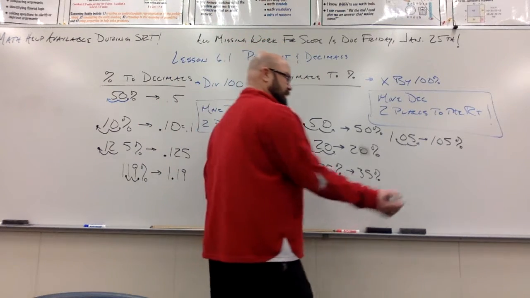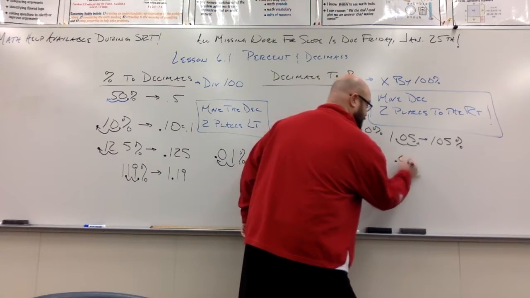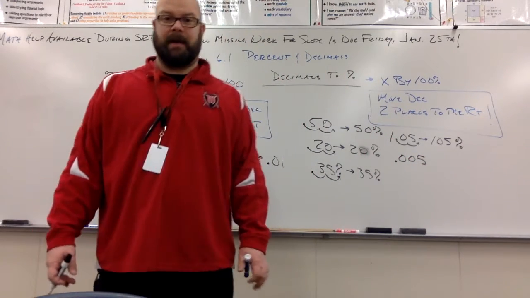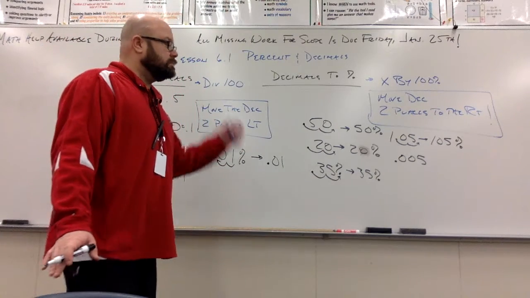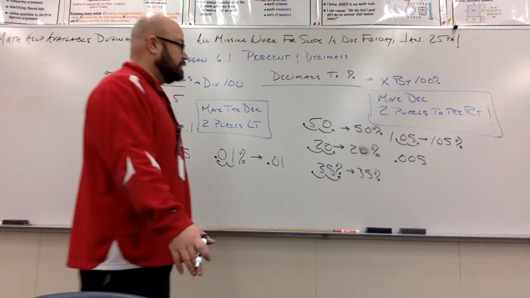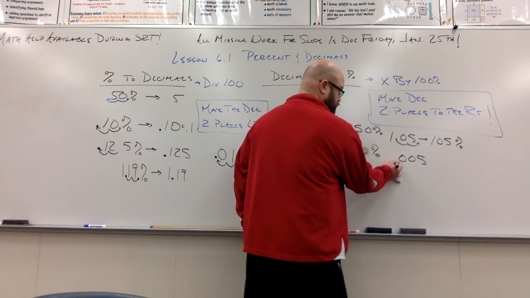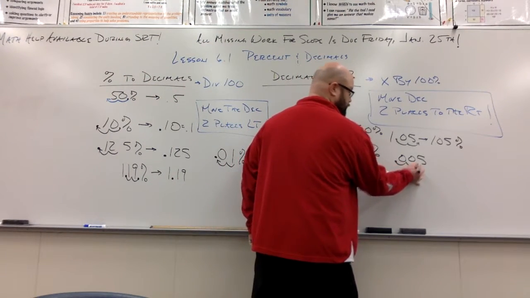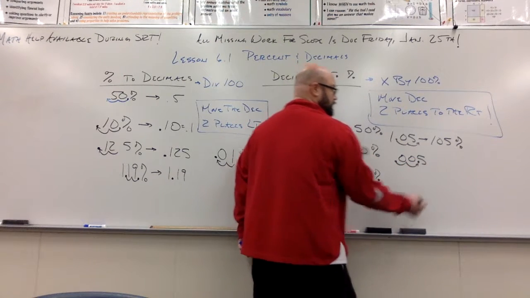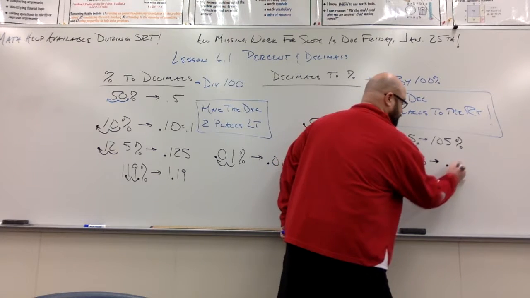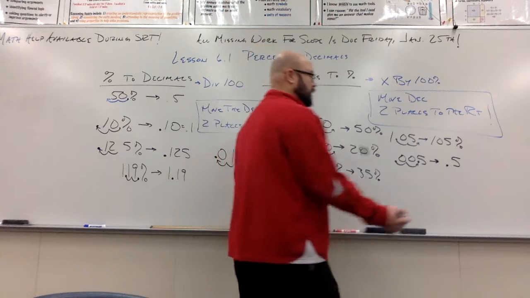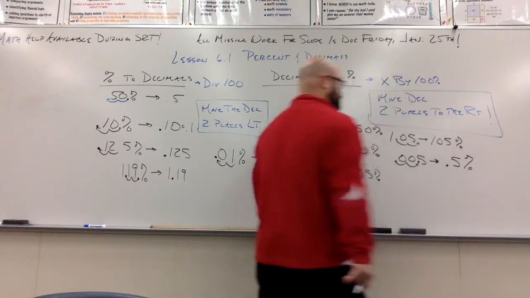Okay? Let's even go the other way to the extreme. 0.005. Okay? Does anything change? Absolutely not. Make our loops, move our decimal 2 places to the right. 1, 2. Now, it's going to fit in front of that 5. So my answer is 0.5. Now I'm going from a decimal to a percent, so I need to always have my percent sign.